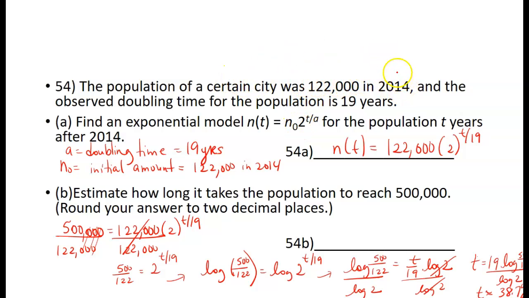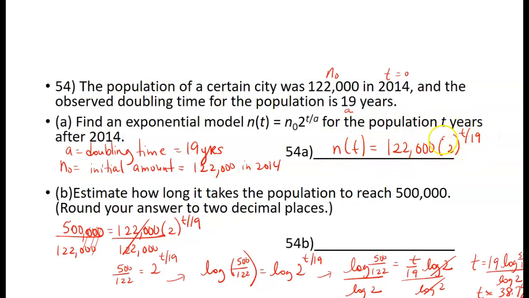So our starting time is 2014, so everything's relative to 2014. In 2014, which is when all of this started, our population was 122,000. So this is going to be the N naught or N sub 0. And then we know it doubles in 19 years, so that's going to be my A. So when I go to plug those in, I have this expression here.